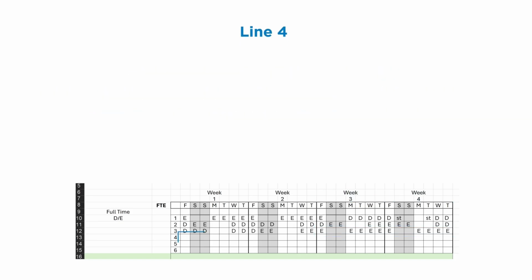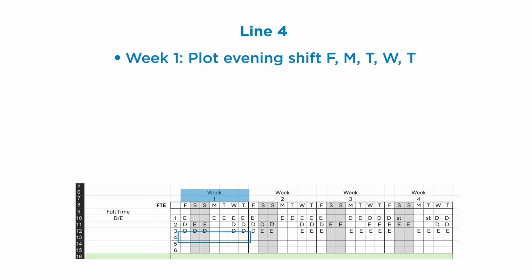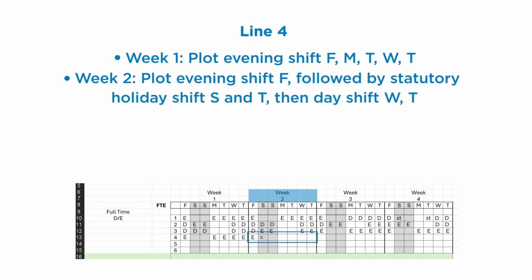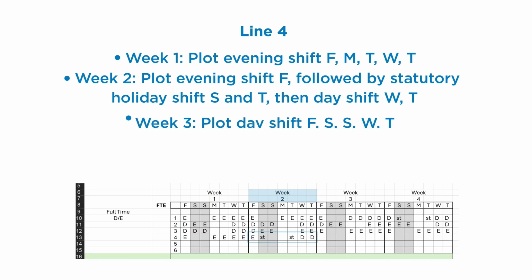And finally, line 4. Week 1, plot evening shift F, M, T, W, T. Week 2, plot evening shift F, followed by statutory holiday shift S and T, then day shift W, T.